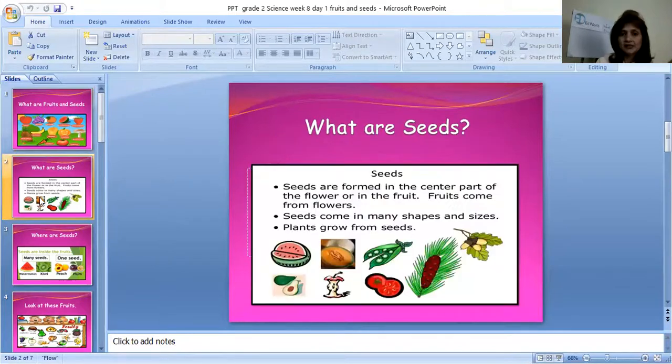Now what we have next is what are seeds actually. Seeds are formed in the center part of the flower or in the fruit. Fruits come from flowers. Seeds come in many shapes and sizes. Plants grow from seeds. Now you can see the seeds here. You saw the seeds in the watermelon. You can see them here in the pear. Again here, these are pears. These are vegetables also and fruits also.